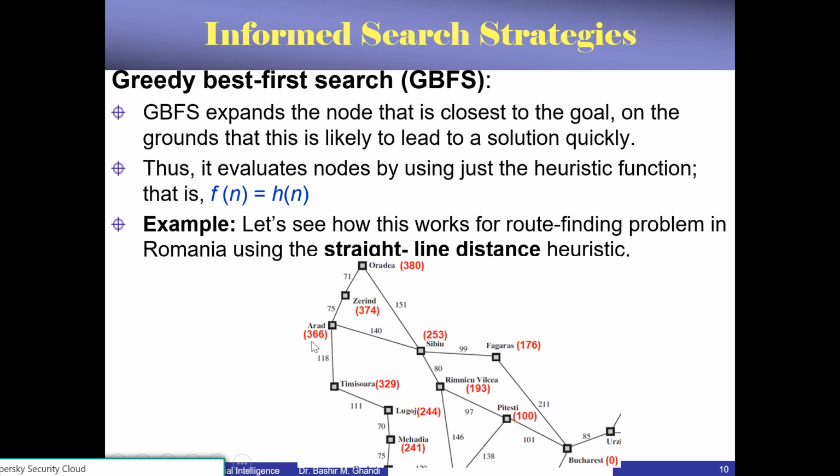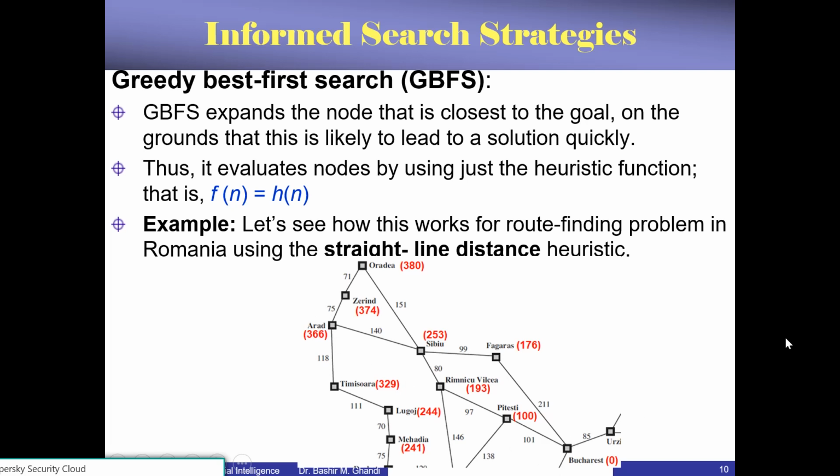So from Arad, as we said, we need 366, Sibiu 253, Rimnicu Vilcea is 193, and so on. And Bucharest is 0, of course, because we are already in Bucharest, so the cost of Bucharest should be 0. So looking at this, let us try and see how this search strategy will work if we start from the initial state Arad, trying to reach Bucharest.